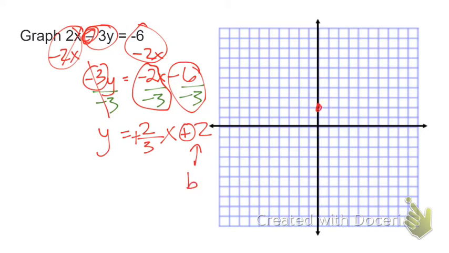So I begin at positive 2 on my y-axis because it's my y-intercept. And now my slope right there is rise 2, run 3, 2 over 3. So this is already in a fraction form for you, so it makes things a little bit easier, right? So from here, I'm going to rise 2, and then I'm going to run 3. And that's my next point. Connect the dots. Done. Easy peasy.